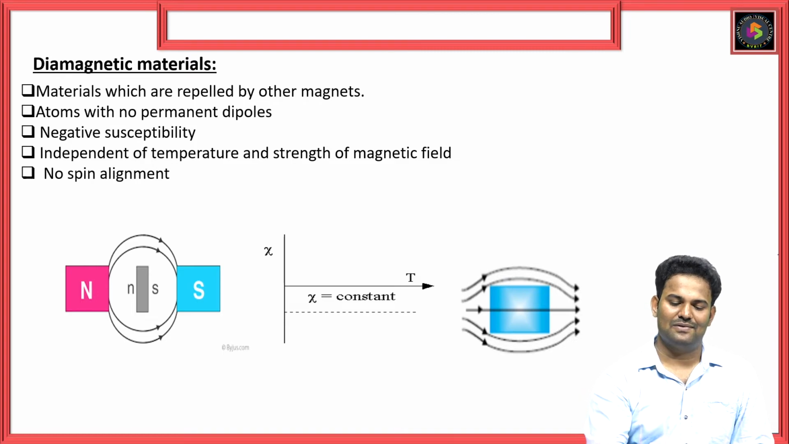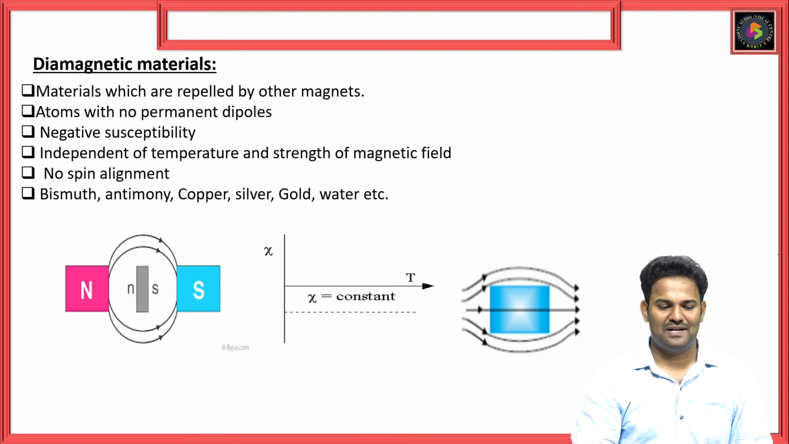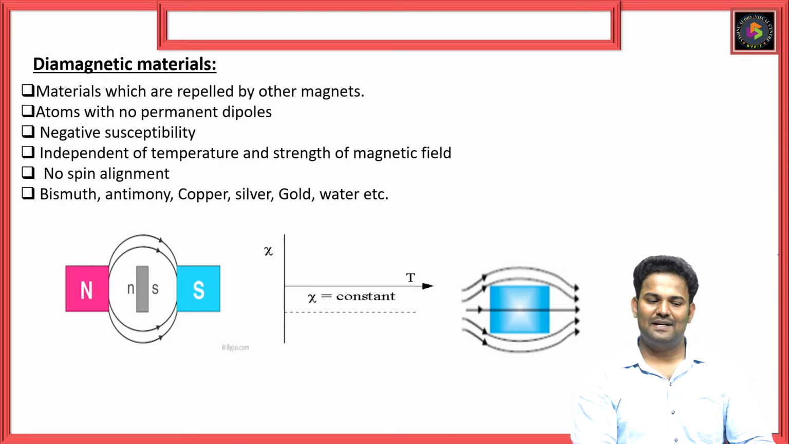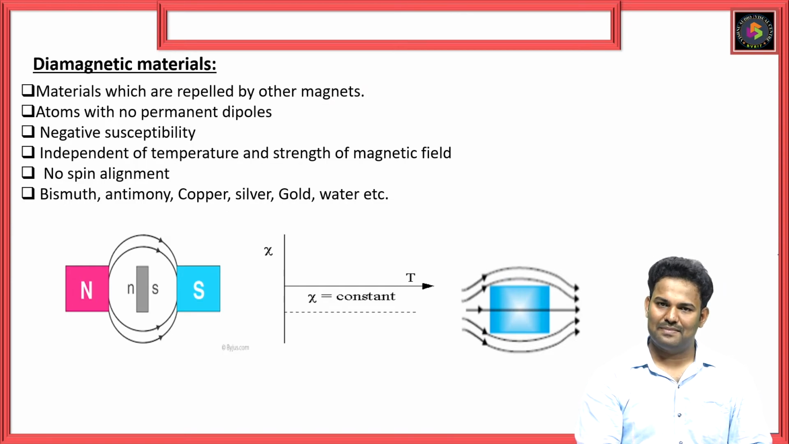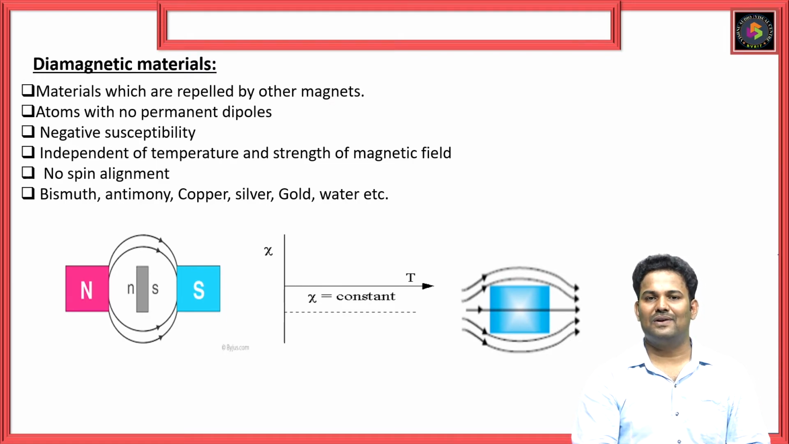So this is the Xi value. Xi is almost constant for diamagnetic materials. No spin alignment we can see. The examples for diamagnetic materials are bismuth, antimony, copper, silver, gold, water. A lot of materials we are seeing. They are repelled by the magnetic field, by magnets. So the materials repelled by magnets are known as diamagnetic materials.